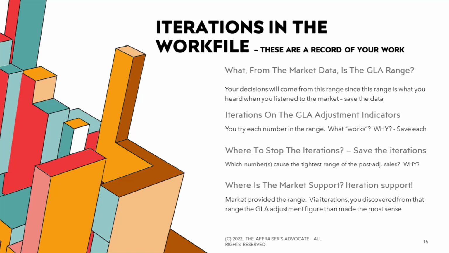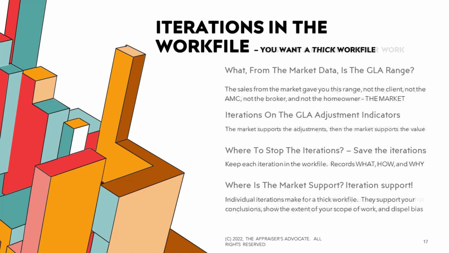When you see the market data favor the $90 to $95 a square foot figure rather than, say, $75 to $80 a square foot, the iterations show you what the market is thinking. It may have thought $75 to $80 a square foot for a few sales, but many of them, the data make more sense, the adjustments make more sense, the final value makes more sense at $90 to $95 a square foot for a GLA adjustment.